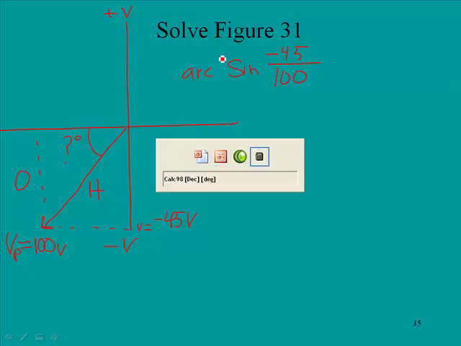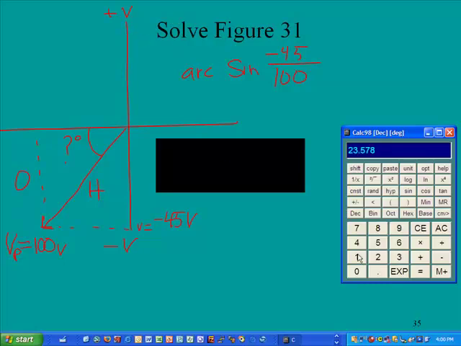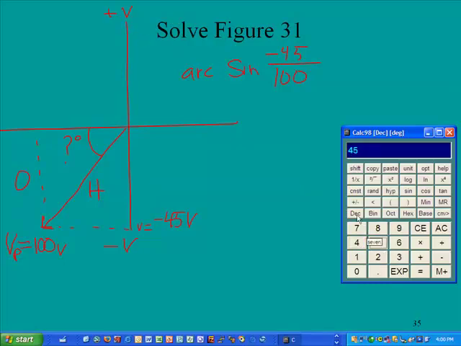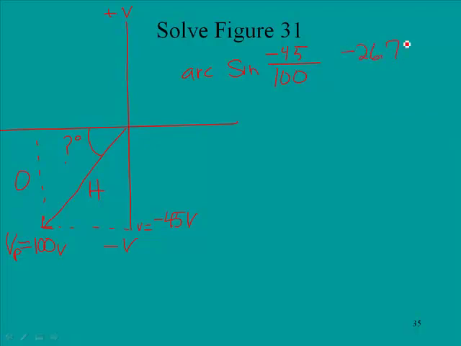So again, let's grab our calculator, and first of all we need to say 45, and it's going to be a minus 45. I need to keep our signs accurate here, divided by 100, and that would give us this value. And then we need to do the arc sine of that, so we go shift and arc sine, and we're going to get minus 26.7 degrees. And that will be our answer for this.